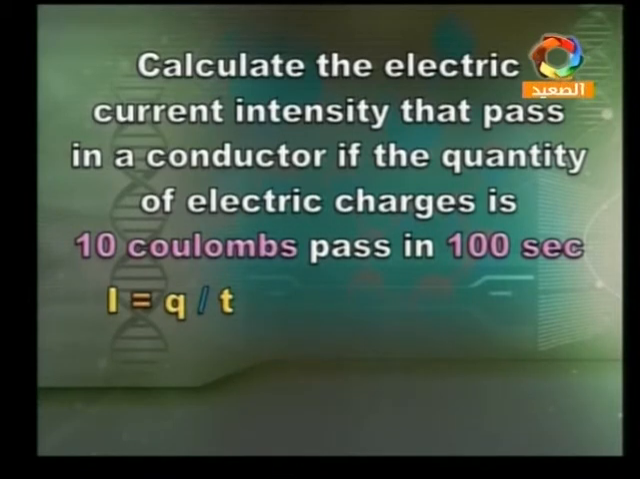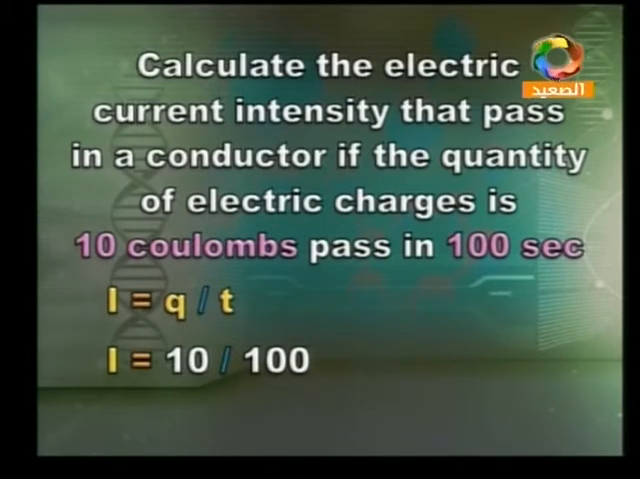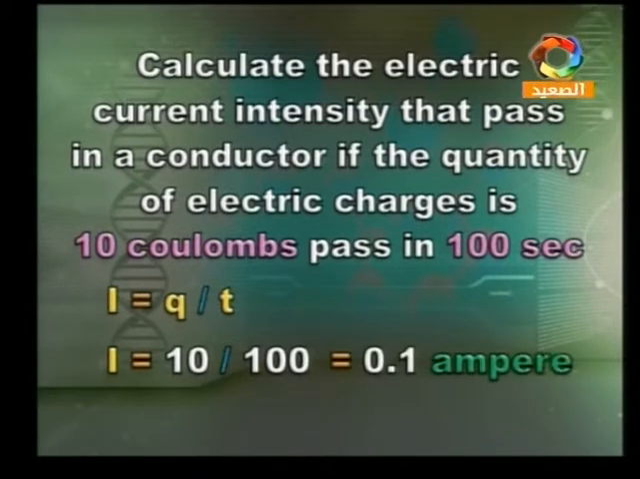So can you find the answer now for the I? Yes. How can you do it? It's very easy. We have I equals 10 divided by 100. So 10 divided by 100 equals what? 10 divided by 100 equals 0.1 ampere. Also, all the time I say, don't forget the unit.